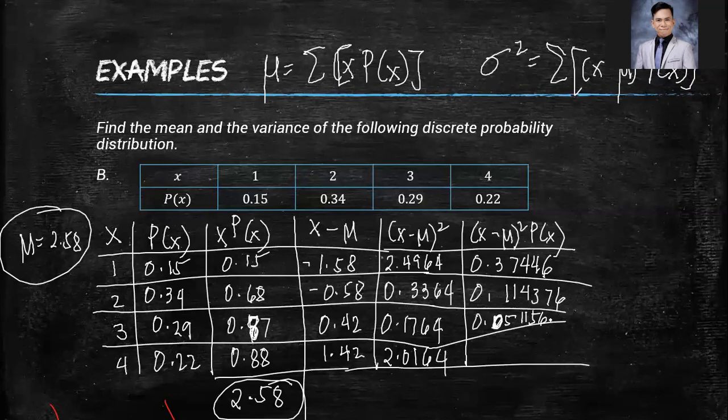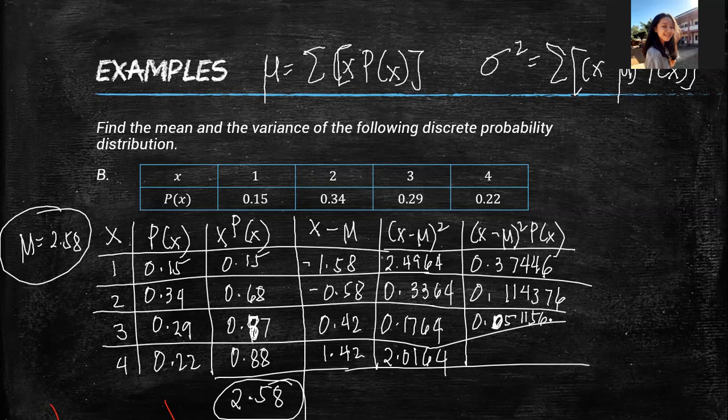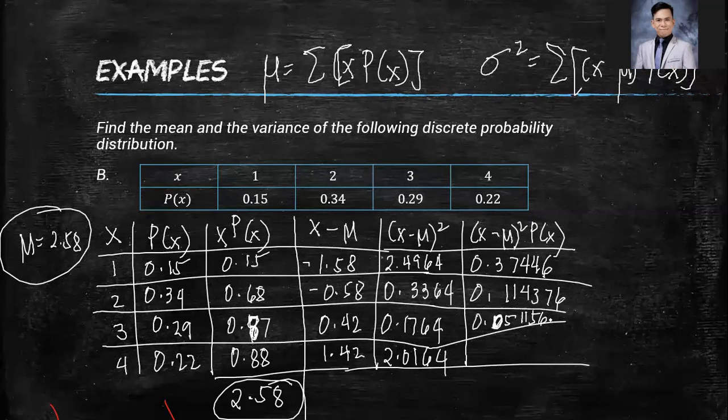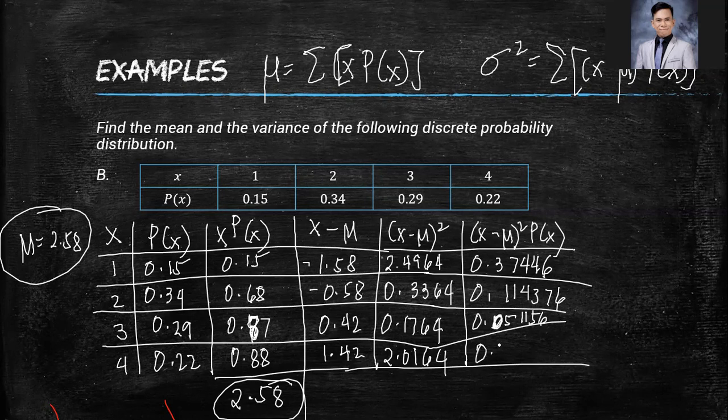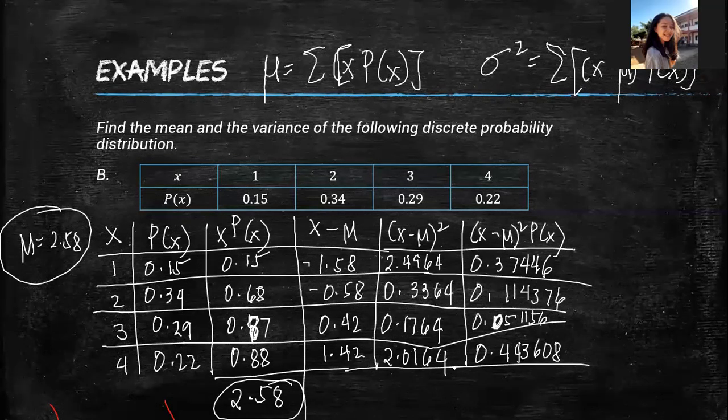0.51156. Tama? Yes, sir. Yes po. Okay, next is 2.0164 times 0.22. That would be 0.443608. Tama? Yes po. Okay, paki-sum. Sum na natin isa-isa.